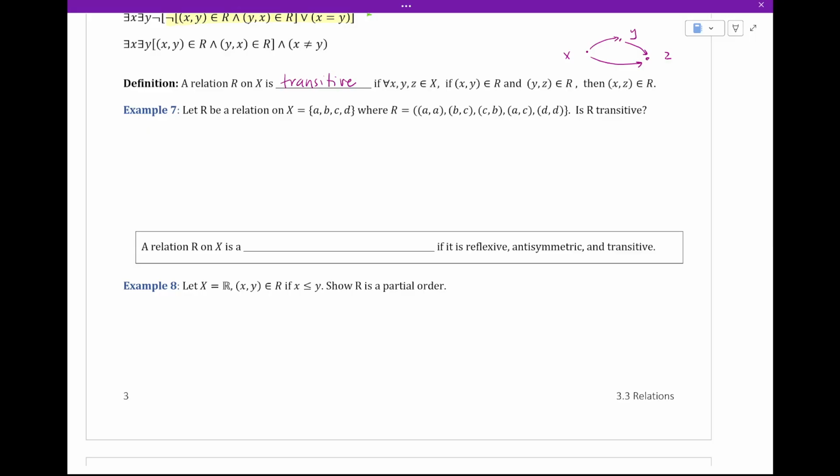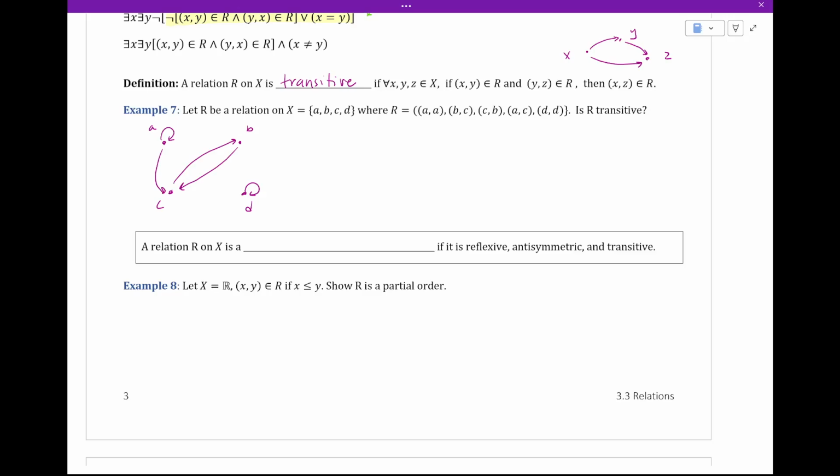Let R be a relation on X, which is {a, b, c, d}, where R is equal to {(a,a), (b,c), (c,b), (a,c), (d,d)}. Is R transitive? Let's look at our picture. a, b, c, and d. We've got (a,a), we've got (b,c) and (c,b). We have (a,c) and we have (d,d). Is it transitive? Let's see.